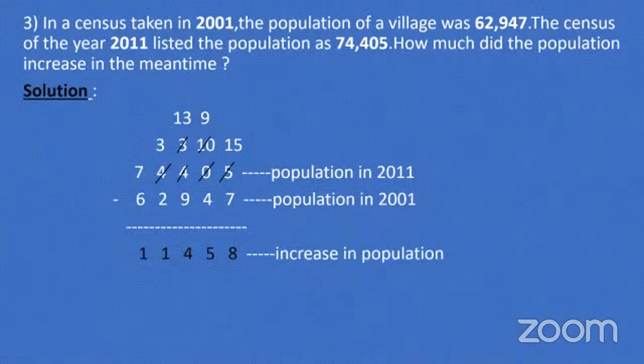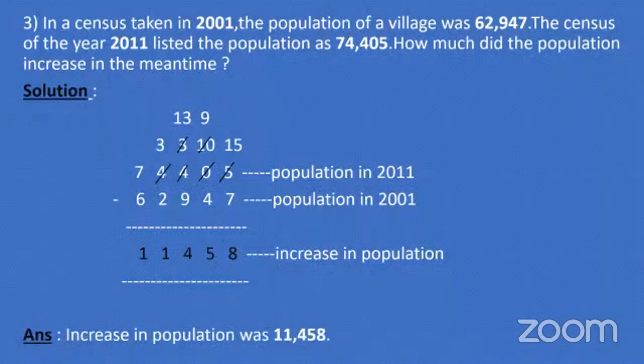It means 11,458 is the increase in population. How much did the population increase? 11,458. Very, very nice, beta. The increase in population was 11,458. Okay. See, now there are some more examples given. One more subtopic is there.